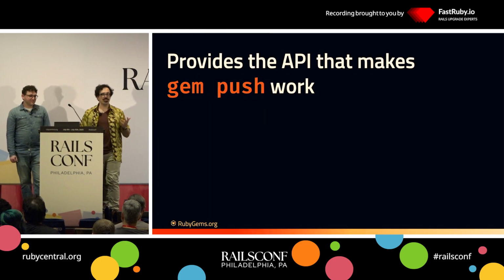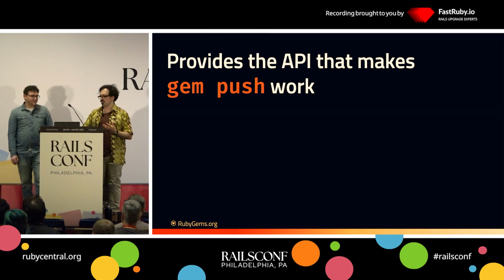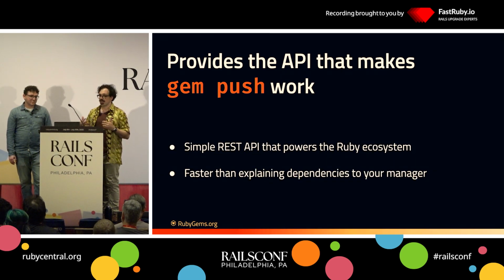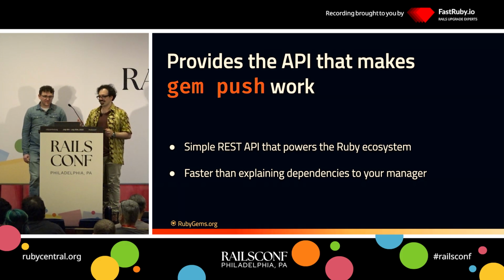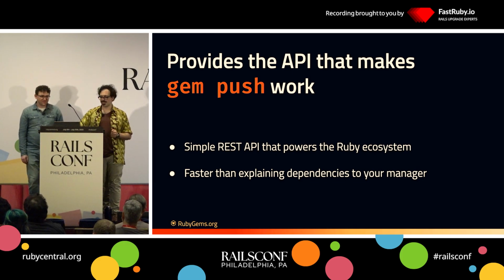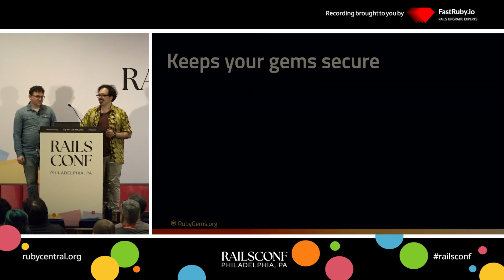We provide the API that makes gem push work. So when you want to release a gem and package it up, you send it off to us. And that simple REST API powers the Ruby gem ecosystem. And yes, of course, it's easier than explaining your dependencies to your manager.